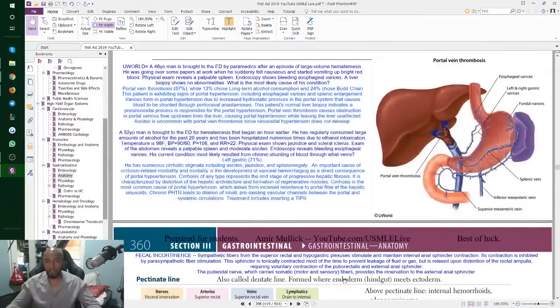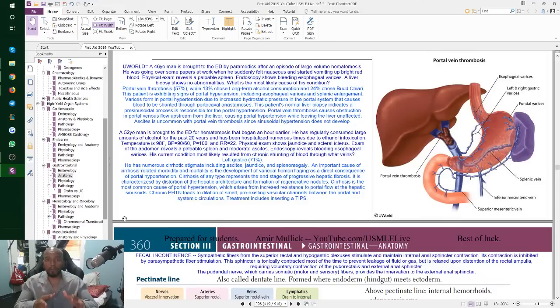And I have two questions down here too now. So first one, they're both from UWorld. First one says, 46-year-old man is brought to the emergency department by paramedics after an episode of large volume hematemesis. He was going over some papers at work when he suddenly felt nauseous and started vomiting up bright red blood. Physical exam reveals a palpable spleen. Endoscopy shows bleeding esophageal varices. A liver biopsy shows no abnormalities. What is the most likely cause of his condition?